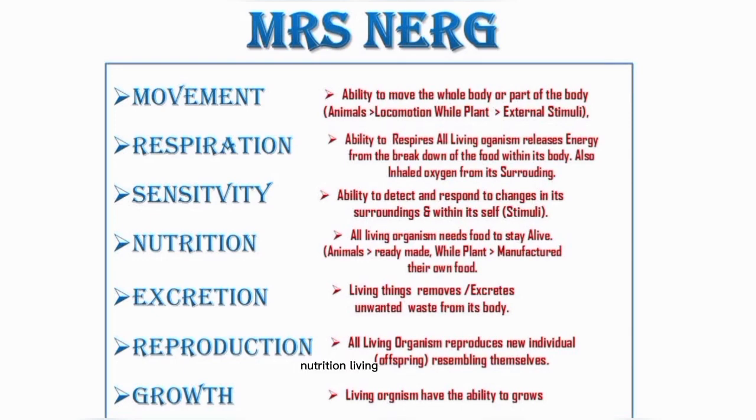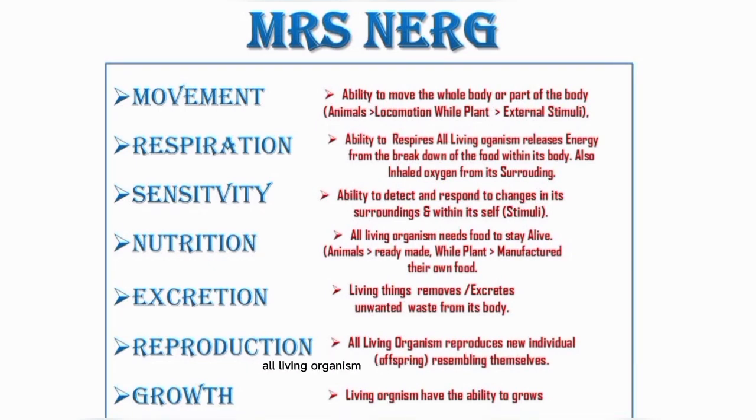Nutrition: living things need food to stay alive. Animals are heterotrophic, which means they can't manufacture their own food, while plants manufacture their own food by means of photosynthesis and chlorophyll. Excretion: living things remove waste products. It is the removal of unwanted waste products from the body. After we eat food, we remove waste products. It may be urine, sweat, and other things.